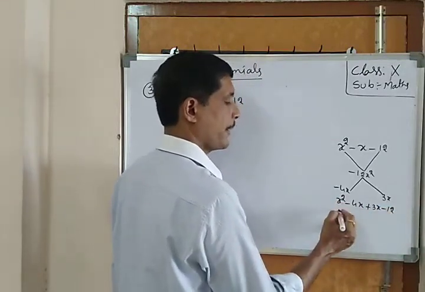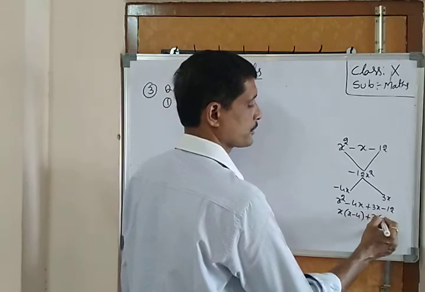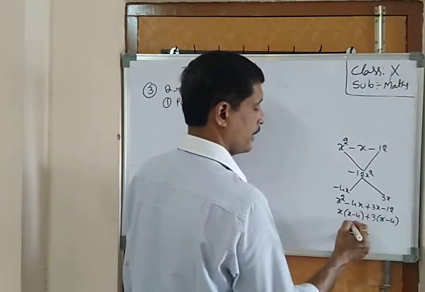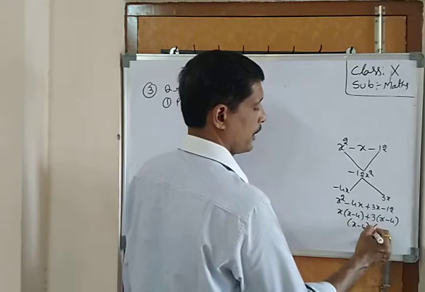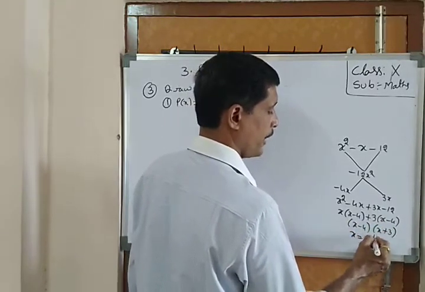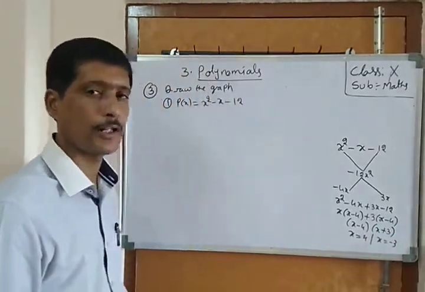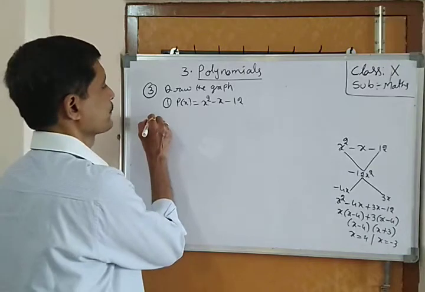In the first two terms, x is common, therefore x into x minus 4, plus in the last two, 3 is common, 3 into x minus 4. Here x minus 4 and x plus 3 each equal 0, so x equal to 4 and x equal to minus 3. Here minus 3 and 4 are the zeros of the polynomial.